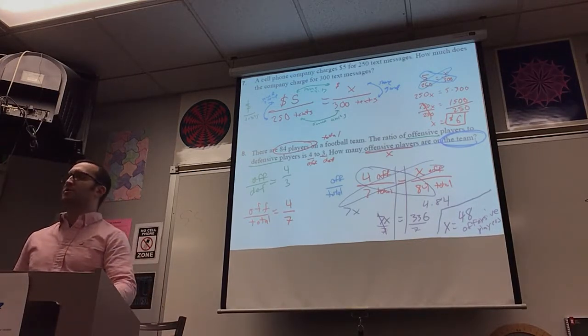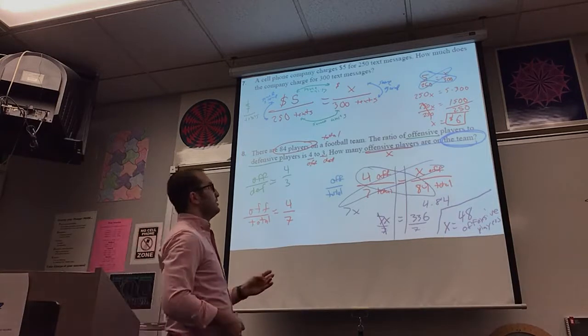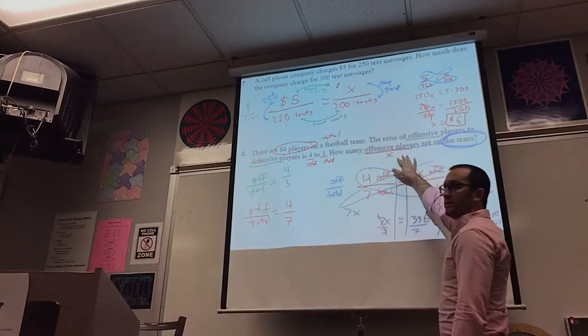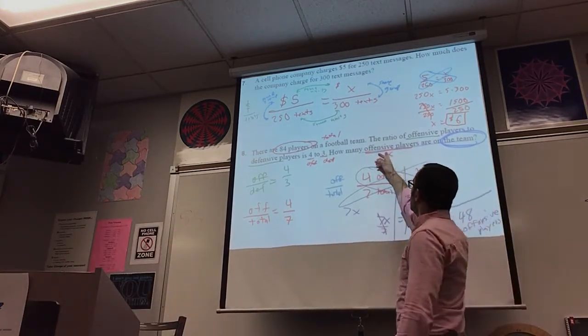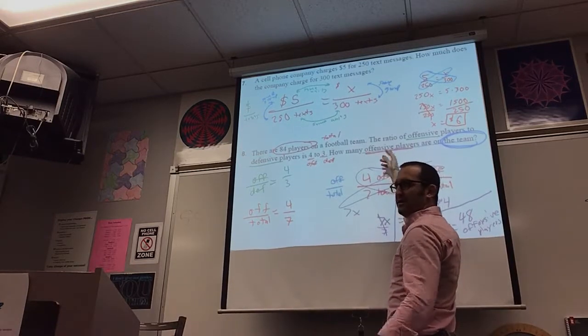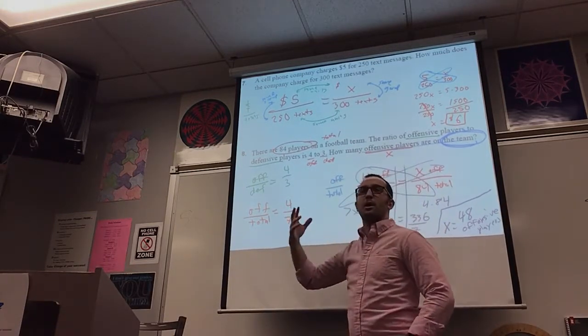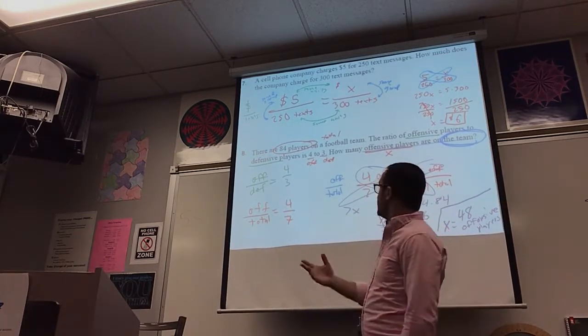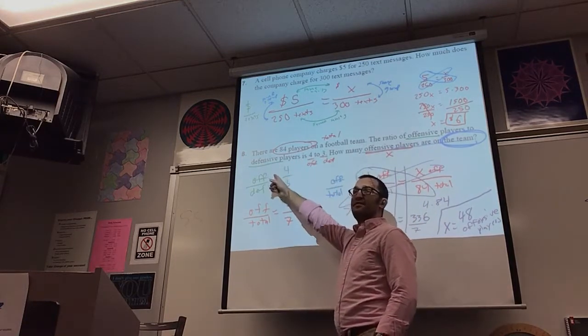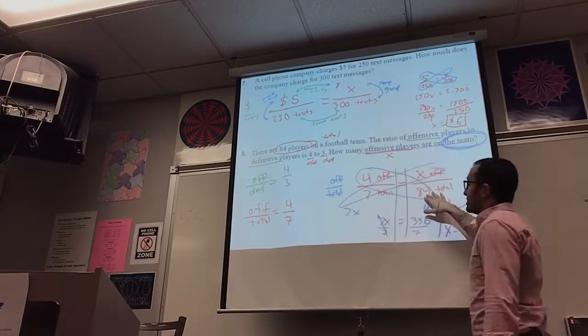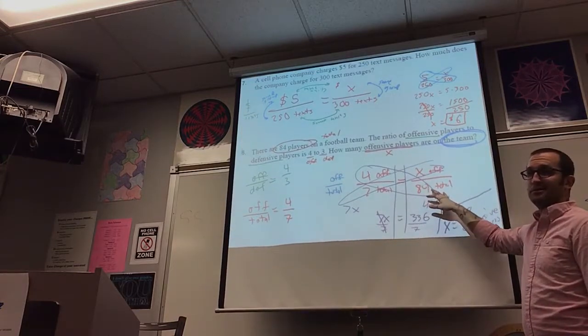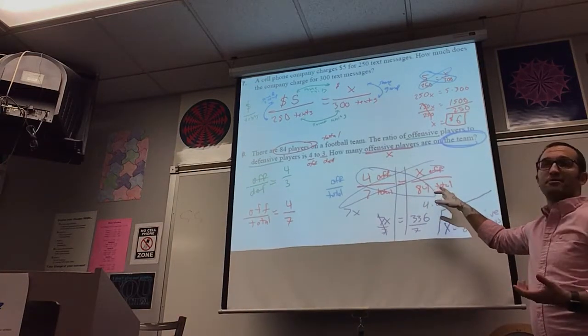Now the question is, how do I know what to do? Well, I'm told that there are this many offensive players. I don't know how many. That's what I need to find. So I need to set up a proportion with offensive players. The proportion I'm given is offensive to defensive. Now, I don't have a number over here for defensive players. I don't have that number.